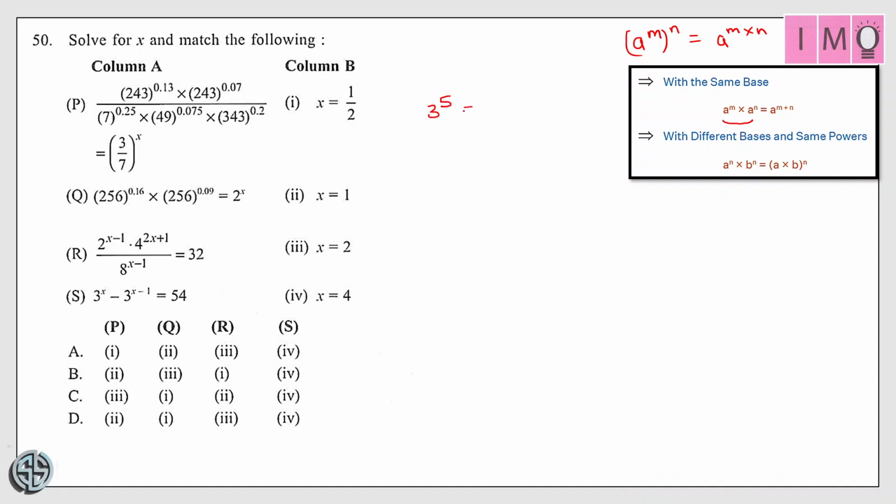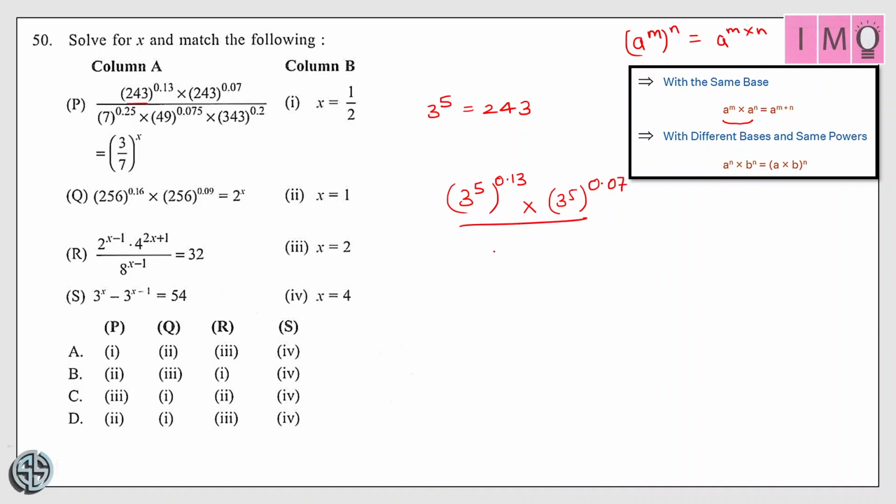3 to the power 5, when you calculate it, becomes 243, right? Because 3 squared is 9 and 3 to the power 4 is 81, and when you multiply 81 by 3, you get 243. So you can write 243 as 3 to the power 5. You can learn that also. So when you write 243, you can write 3 to the power 5, and the power again is 0.13, multiplied by 243, which I will again write as 3 to the power 5, and the power is 0.07.